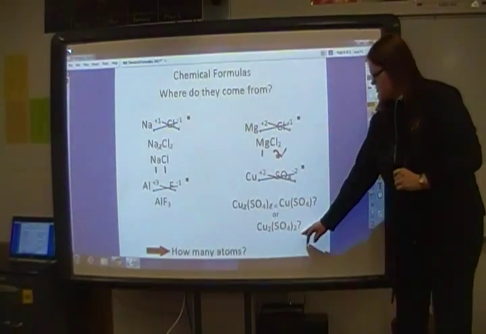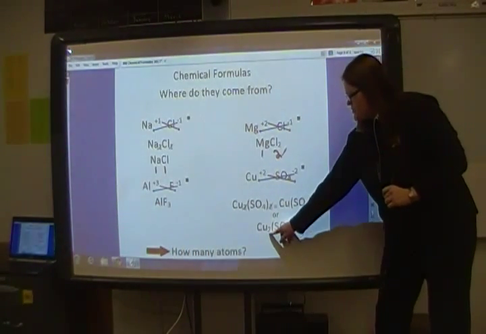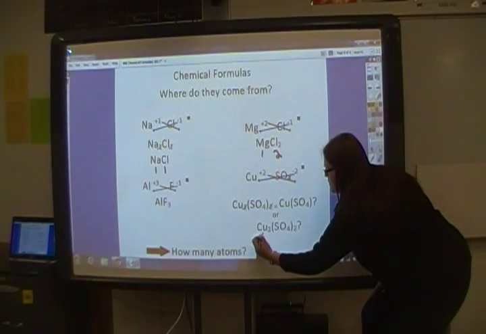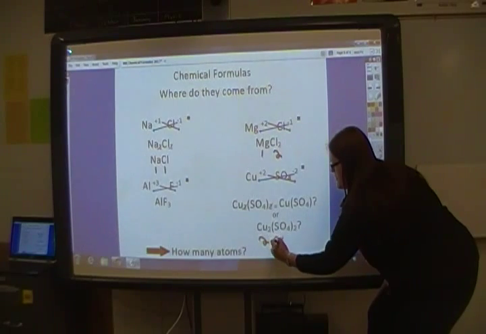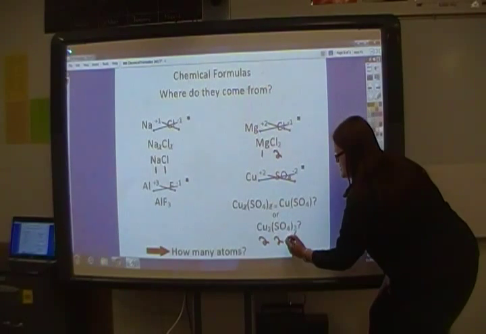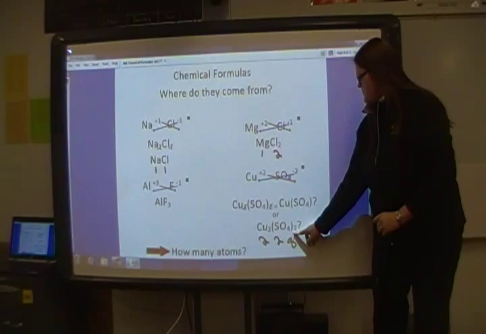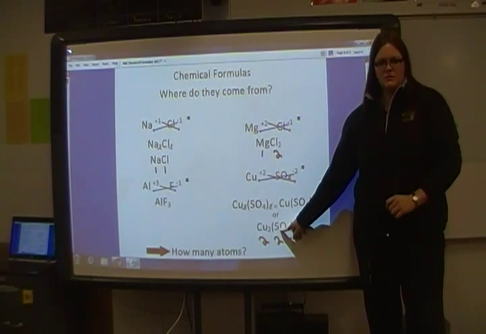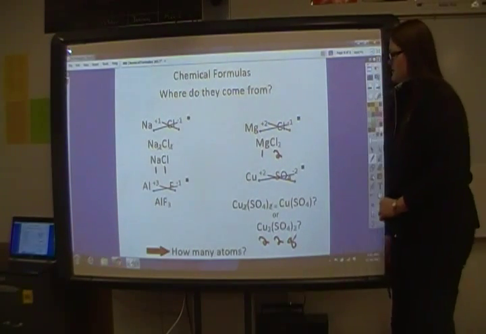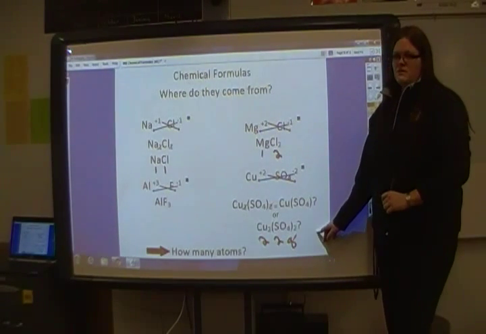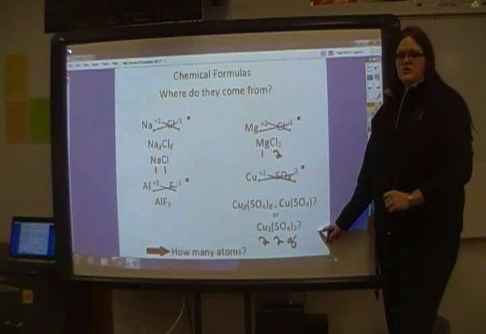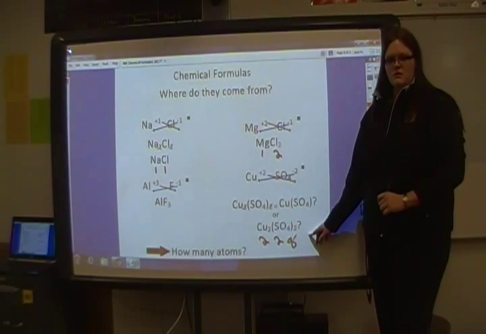Take a look at copper sulfate. We have 2 coppers. We have 2 sulfurs. And we have 8 oxygens. We must distribute this 2 over everything in the parentheses. Okay, you're going to continue working with chemical formulas on the practice page and then choose a choice product to complete this lesson.